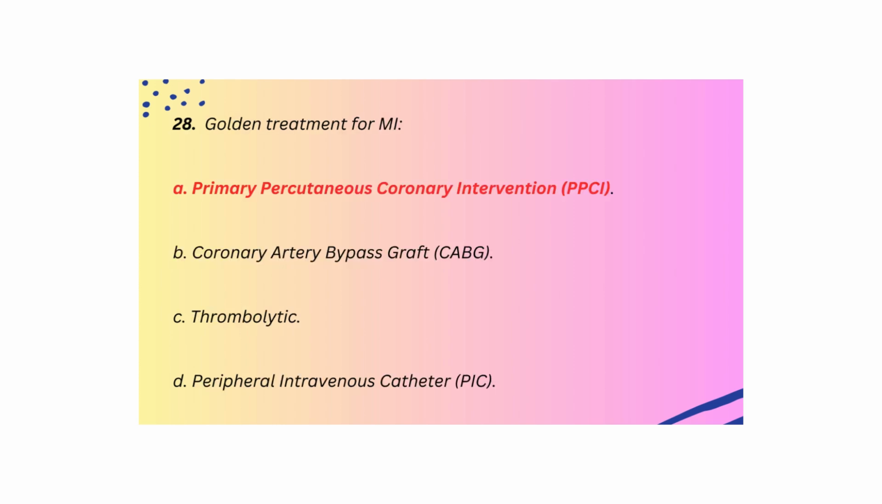Q28. Golden treatment for MI. A. Primary percutaneous coronary intervention, PPCI. B. Coronary artery bypass graft, CABG. C. Thrombolytic. D. Peripheral intravenous catheter, PIC.